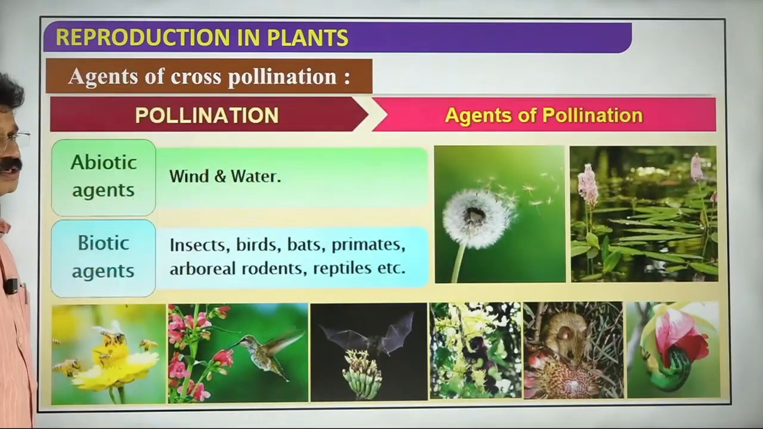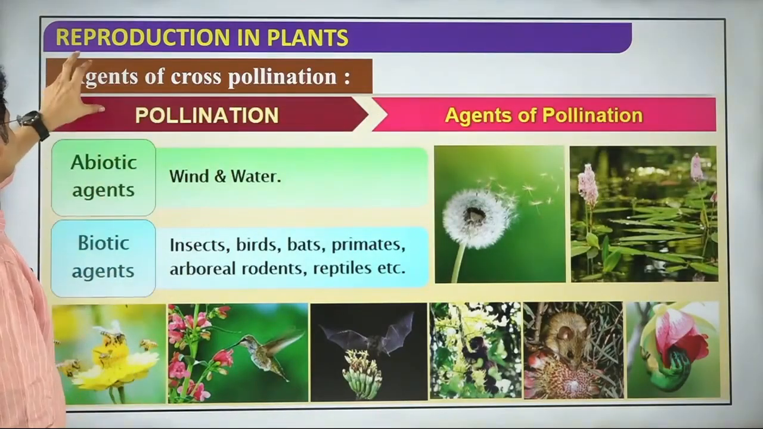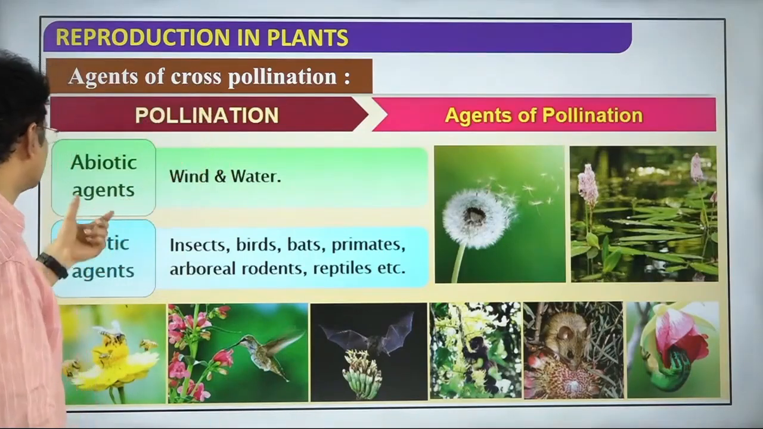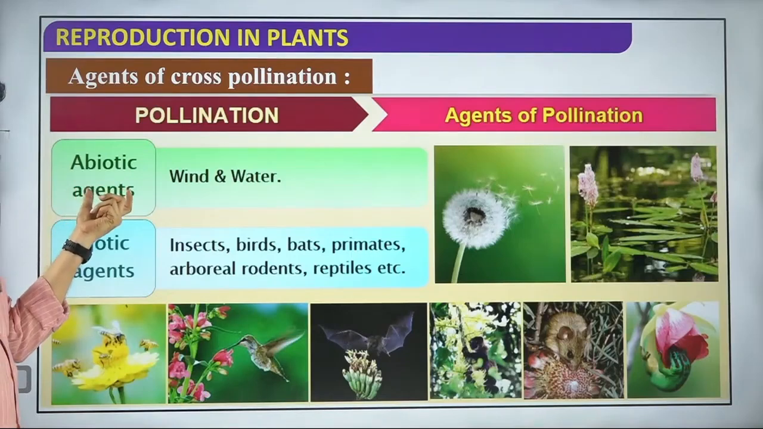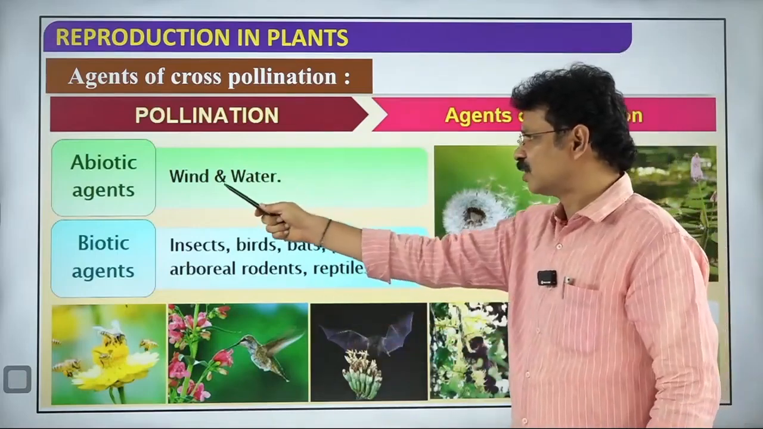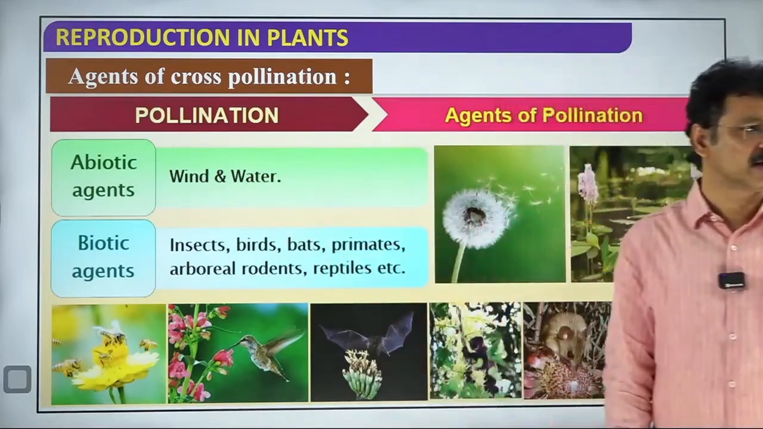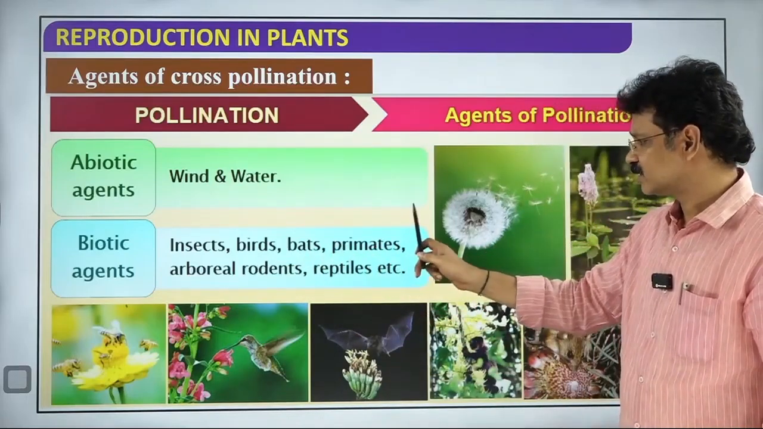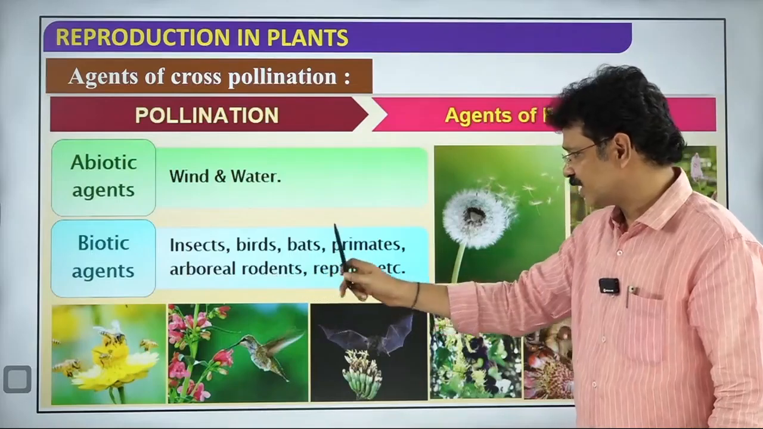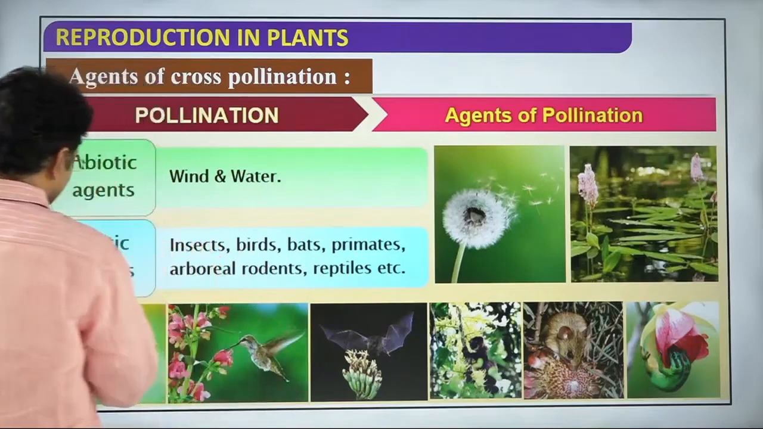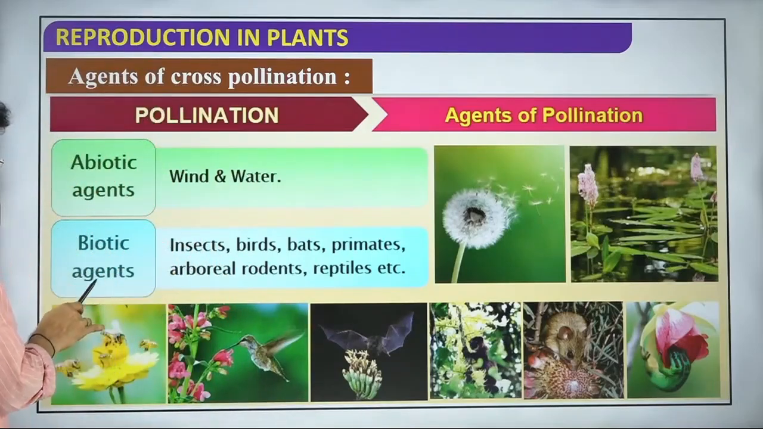Next, agents for cross pollination. Different types of agents are required for cross pollination, not for self pollination. These agents are broadly divided into two categories: abiotic, non-living agents, and biotic, living agents. Water and wind are examples of abiotic cross-pollination agents. Insects, birds, bats, primates, arboreal rodents, reptiles including snakes, all are examples of animals. These animals are also called biotic pollen transferring agents.